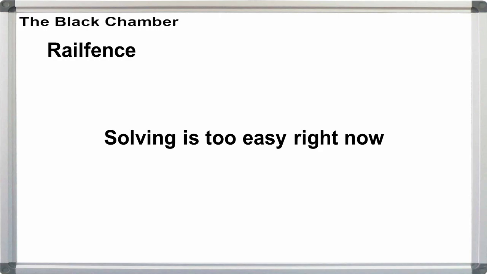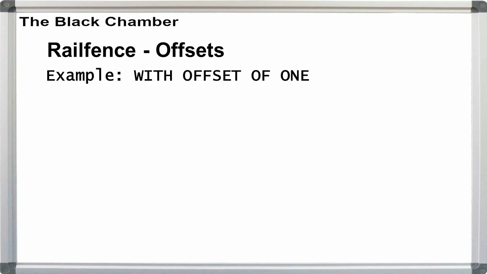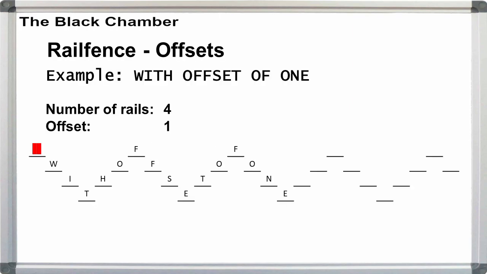Solving transposition ciphers usually requires brute force. With Railfence so far, it's easy enough to write out the message for each width or rail number until you get to the correct one. But let's add a couple variations to make this a little more difficult to solve. First, offsets. Going back to our first example with 4 rails, we had an offset of 0. If we start by entering our plain text in the second letter slot using an offset of 1, for the message with offset of 1, we get this.